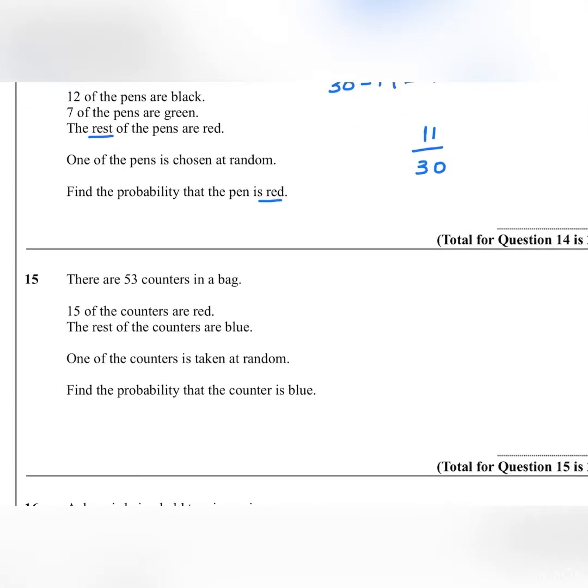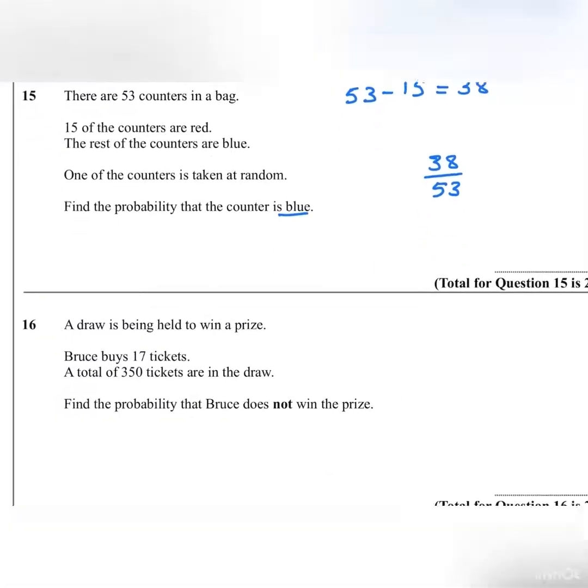Okay, here's another one for you to try. There are 53 counters in a bag. 15 of the counters are red. The rest of the counters are blue. And 1 counter is taken at random. Find the probability that the counter is blue. Okay, so it is 38/53 because there are 38 blue counters in that bag.